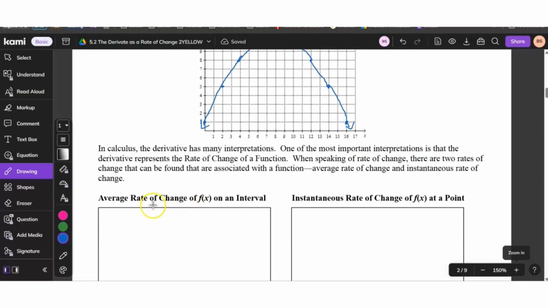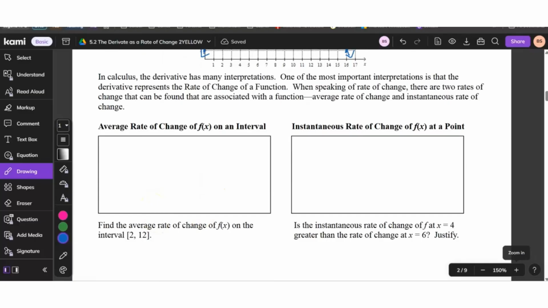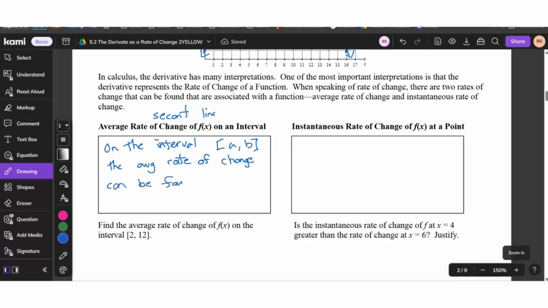All right. Average rate of change of f of x on an interval. Like I said, this is our secant line. This means that on the interval a and b, the average rate of change, which I believe we started calling ROC earlier, can be found. And this is literally just finding the slope the way you've been finding the slope for years, right? So it's just going to be f of a minus f of b over a minus b.